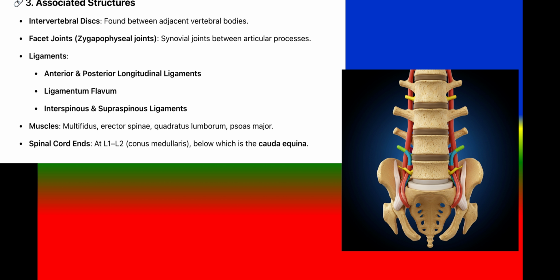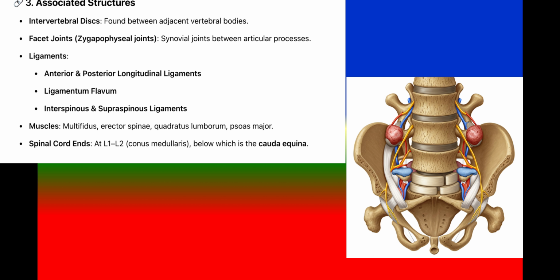3. Associated structures. Intervertebral disc, found between adjacent vertebral bodies. Facet joints, zygapophyseal joints, synovial joints between articular processes. Ligaments: anterior and posterior longitudinal ligaments, ligamentum flavum, interspinous and supraspinous ligaments. Muscles: multifidus, erector spinae, quadratus lumborum, psoas major.